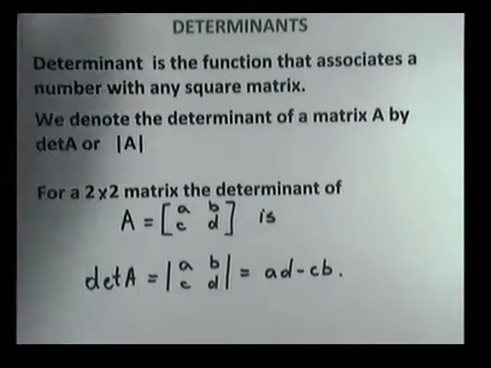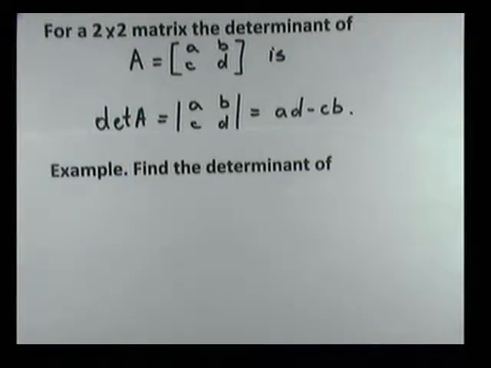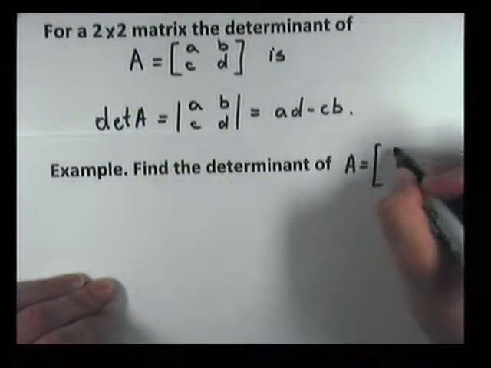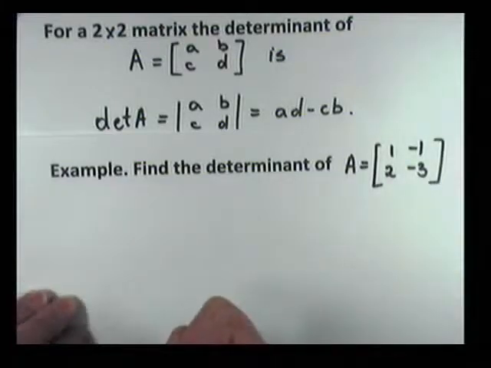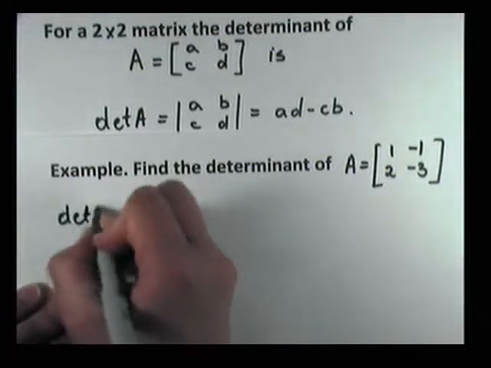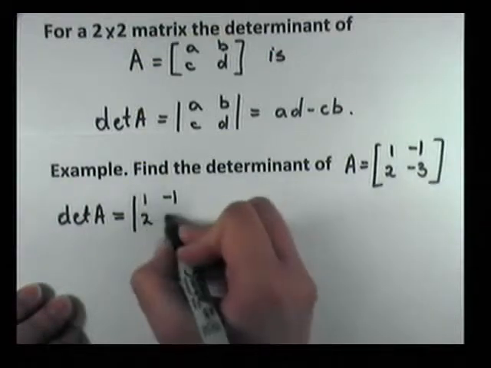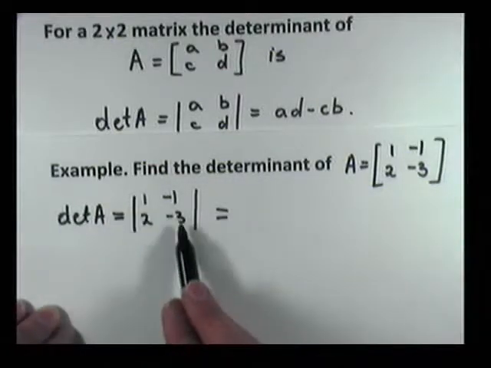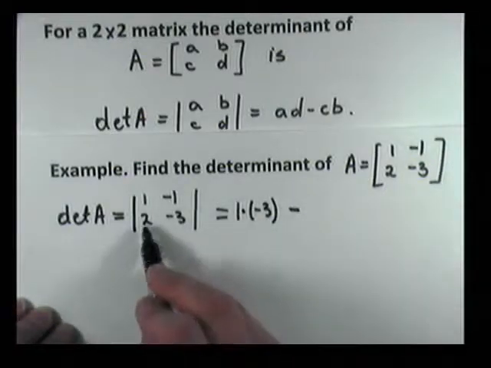So we have a simple example of how to apply this formula for 2 by 2 matrices. Find the determinant of the matrix A equal to 1, minus 1, 2, and minus 3. So the determinant of A, I can write in straight lines as 1, minus 1, 2, minus 3. Now, as the formula goes, cross multiply: 1 times minus 3, and then minus 2 times minus 1.